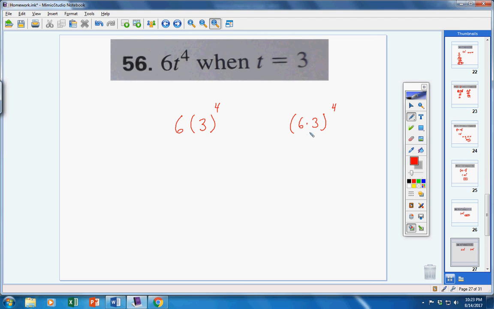6 times 3 inside the parentheses, then you would first take 6 times 3, and then you would take 18 to the 4th power, 18 times 18 times 18 times 18. That's not what we have. Take 3 to the 4th power, times 6, and you will get 486. Alright? Hope that makes sense.